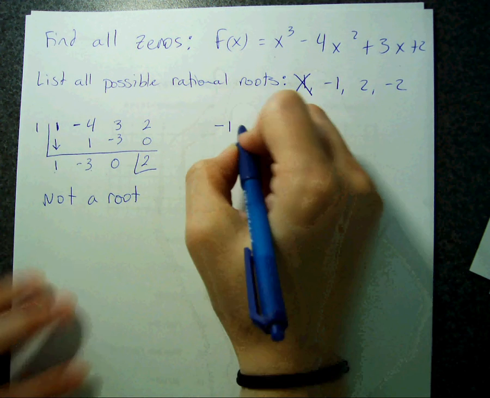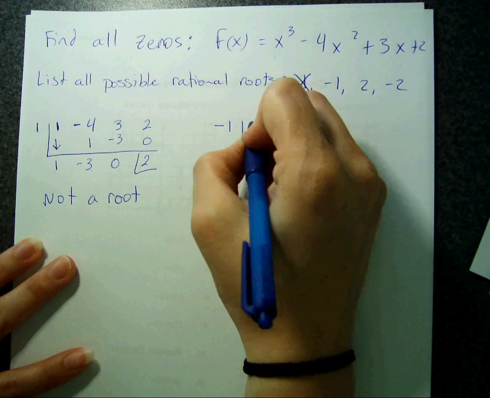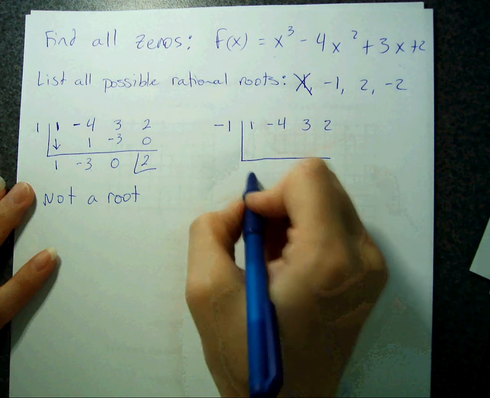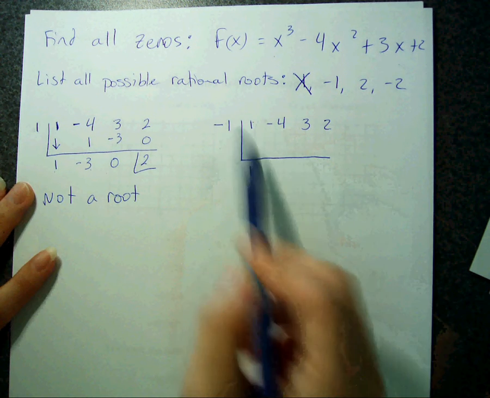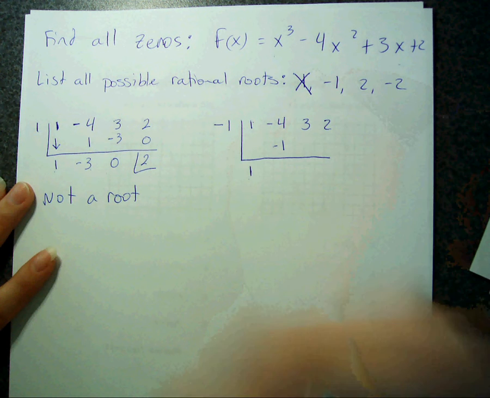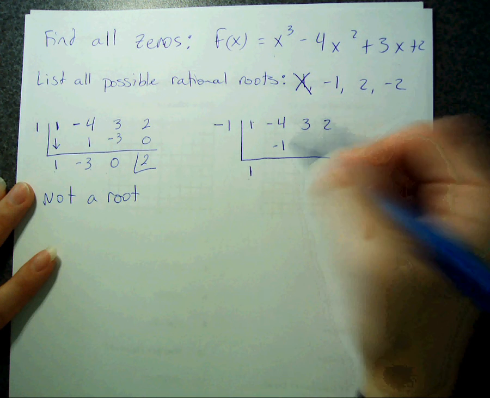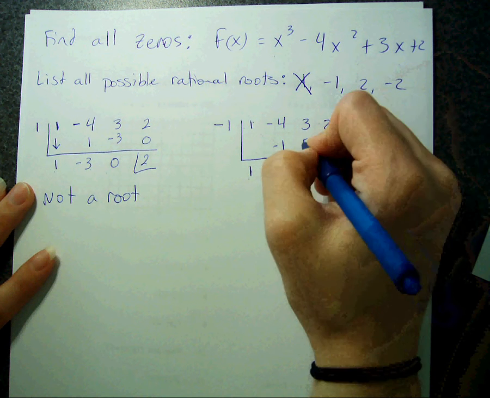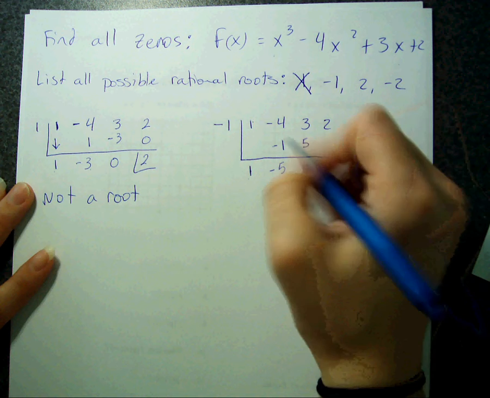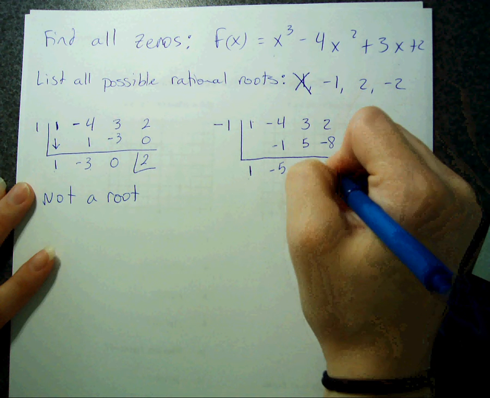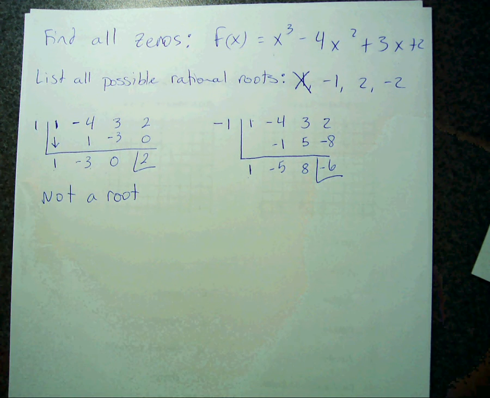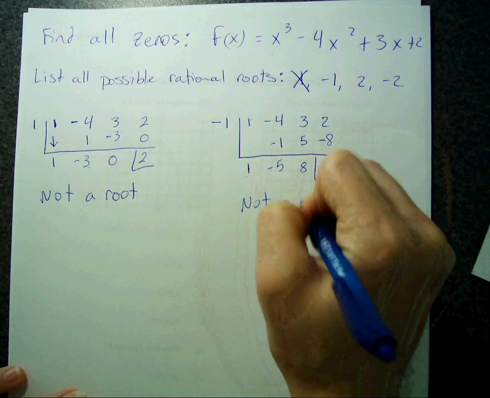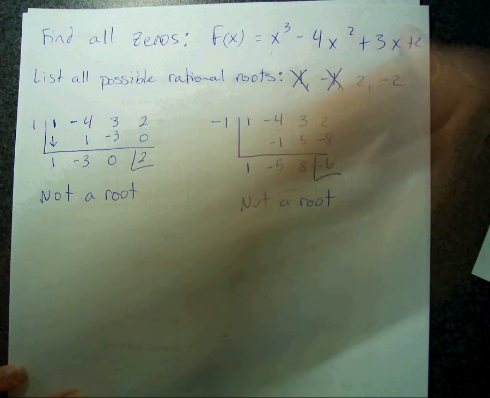So negative 1 on the outside. Again, my coefficients on the inside. And same thing. Bring down my first term and multiply. Negative 1 times 1 is negative 1. Add. Negative 4 plus negative 1 is negative 5. Multiply. Negative 1 times negative 5 gives me positive 5. Add. Multiply. Again, I did not get a remainder of 0, so negative 1 is not a root. I'm going to cross it out.